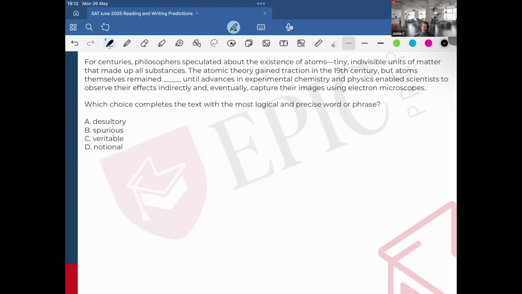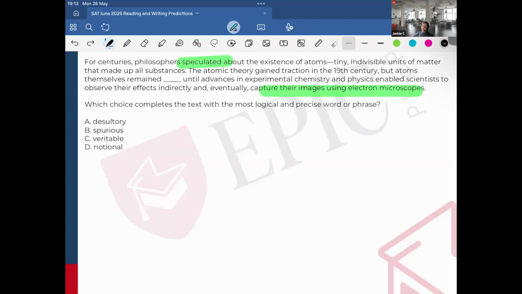Okay, so it sounds to me that they were speculating about atoms, but they couldn't really prove that they existed. But eventually they did because they captured their images using electron microscopes. So it seems like they remained something like speculated or hypothetical. So that's something I would want to fill in the blank.